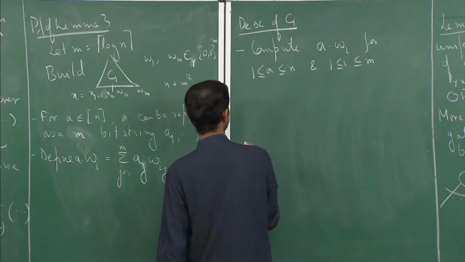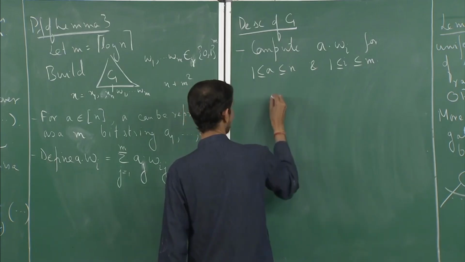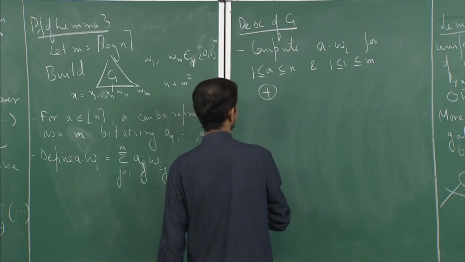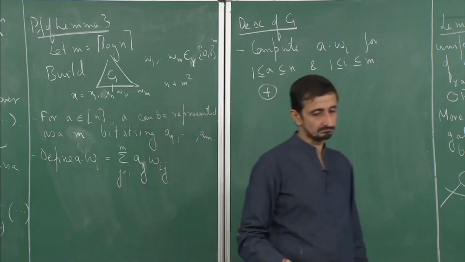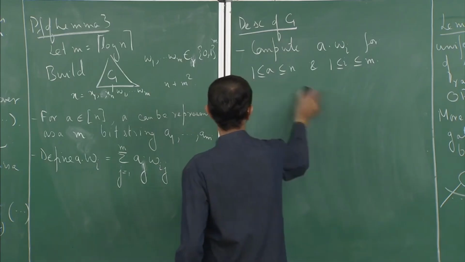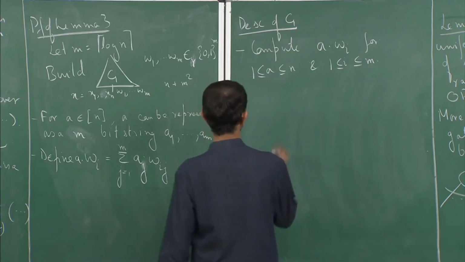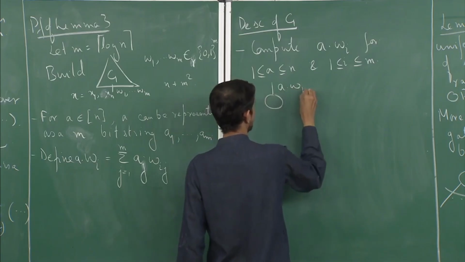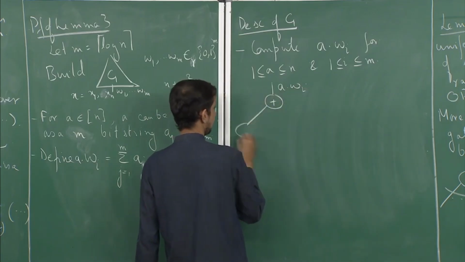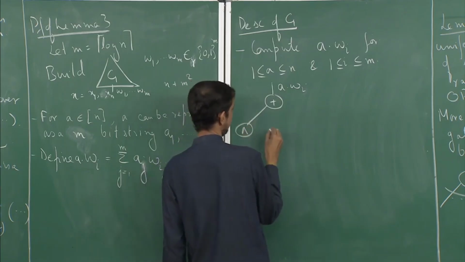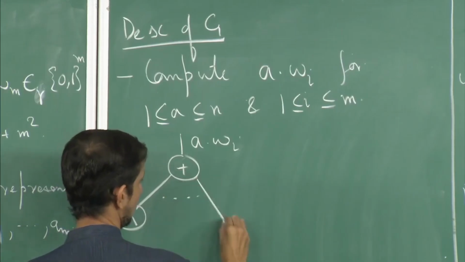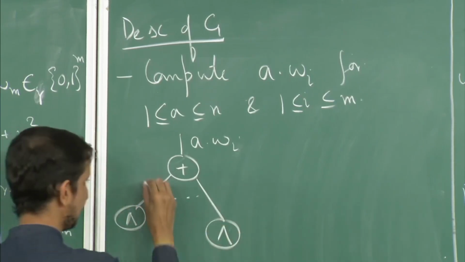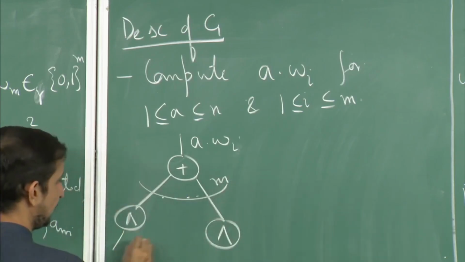Basically this is just a sigma pi circuit. So we will have a parity gate at the top. Let's say that I want to compute A dot Wi. I will have a parity gate, and I will have m many AND gates, and each AND gate will take what as input?